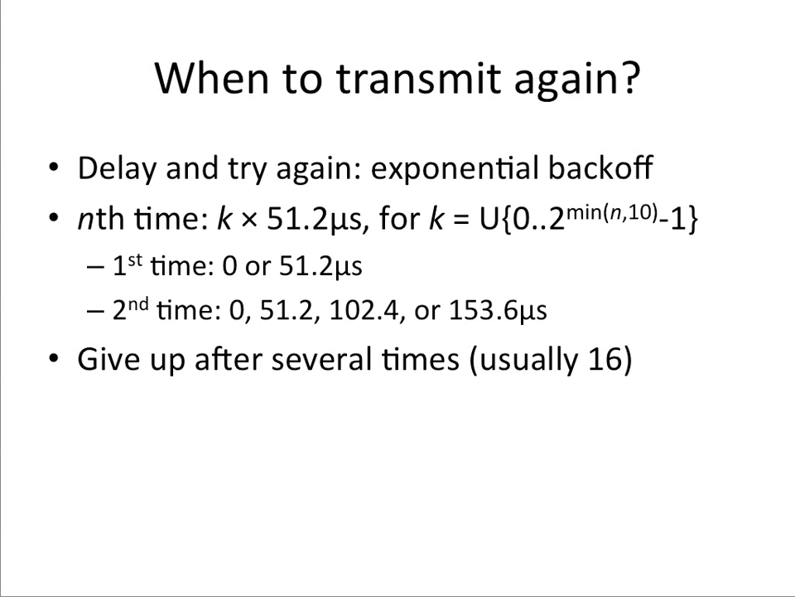So the key challenge, if you just want to use the uniform distribution with fixed lower bound and upper bound, is we don't know what the right upper bound is, right? Because in a small network, we want the wait times to be relatively short so that we can make efficient use of the media. In a large network, we want this range to be large so that we don't collide too often.